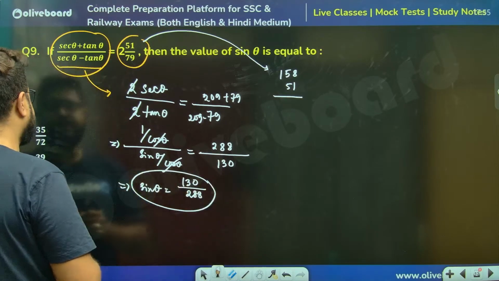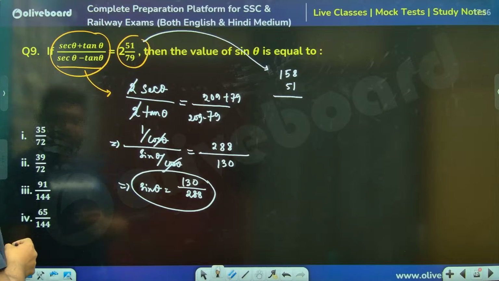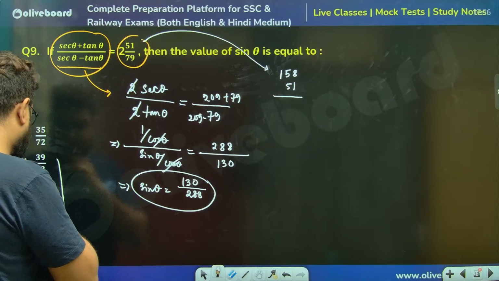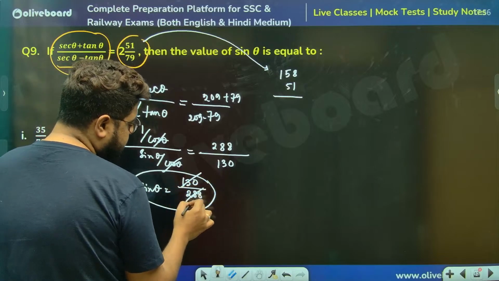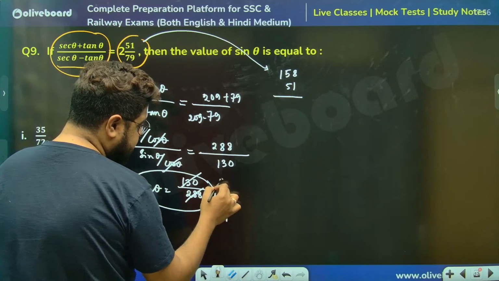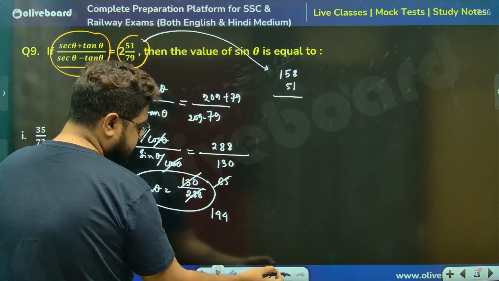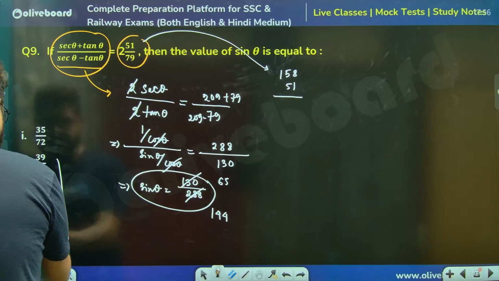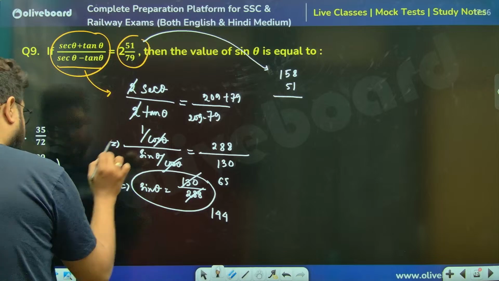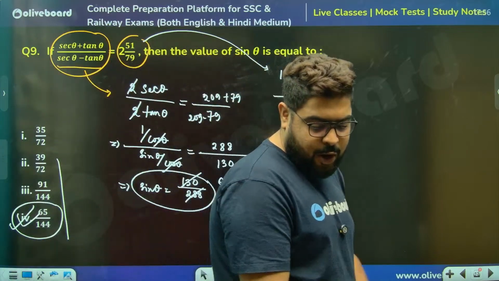They're asking sin theta, right? The answer can be anything here. 144, 74, everything is divisible. Chalo, sir, dividing by 2 we get 144, and this is, sir, 65. I don't think we can do anything more. 65 by 144, 65 by 144. Option number 4 is your correct answer, sir.